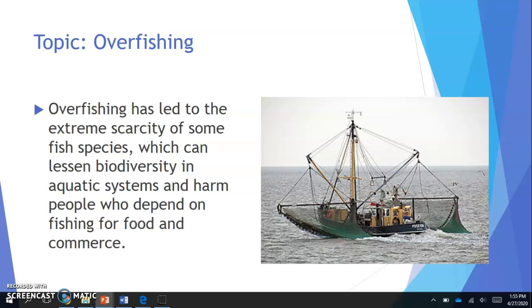Overfishing has led to extreme scarcity of some fish species, which can lessen biodiversity in aquatic systems and harm people who depend on fishing for food and commerce. So basically, overfishing is just taking more fish out of the ocean and not leaving them with enough that can repopulate in order to produce to the same levels as before.